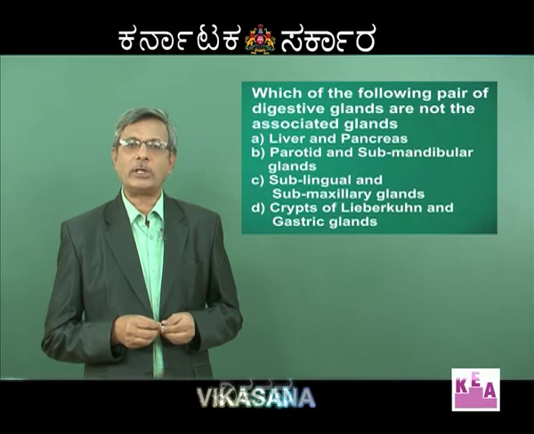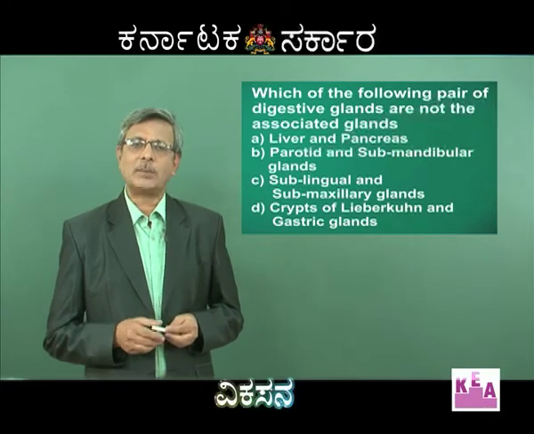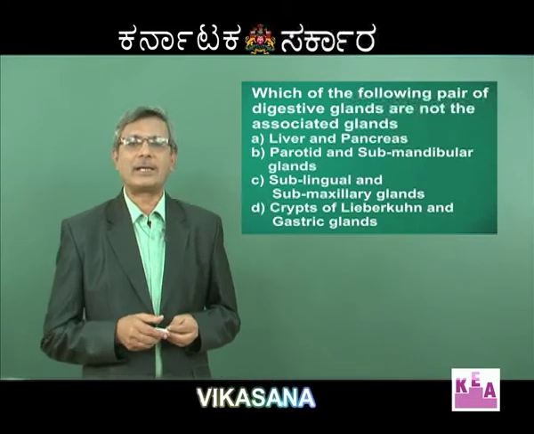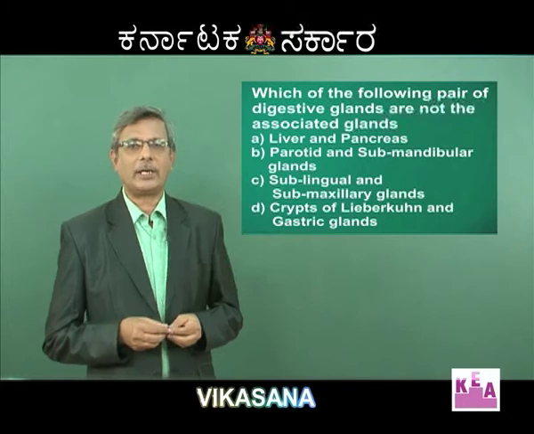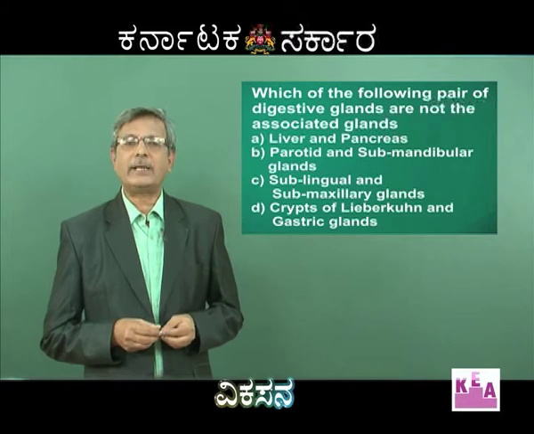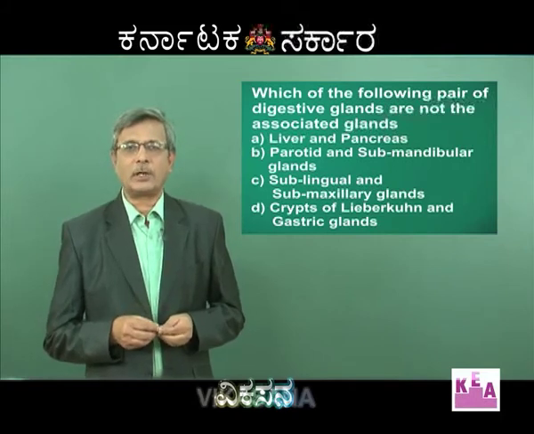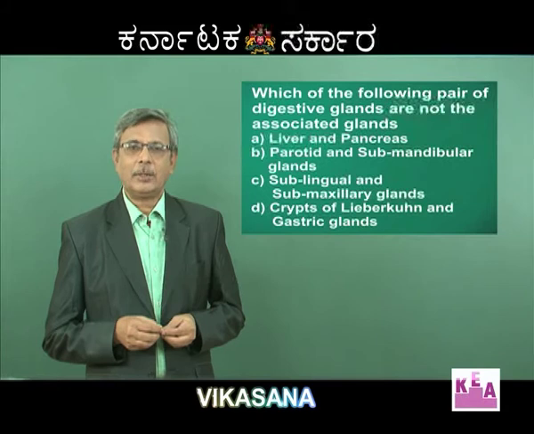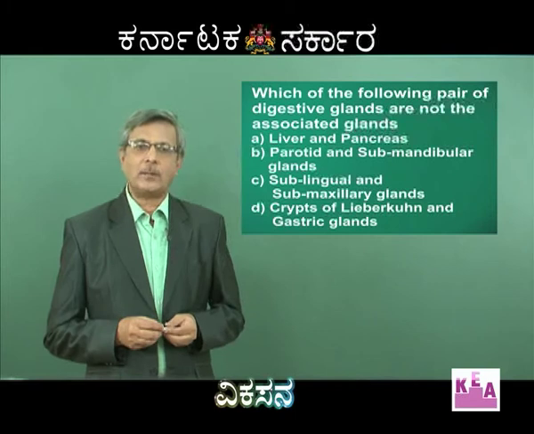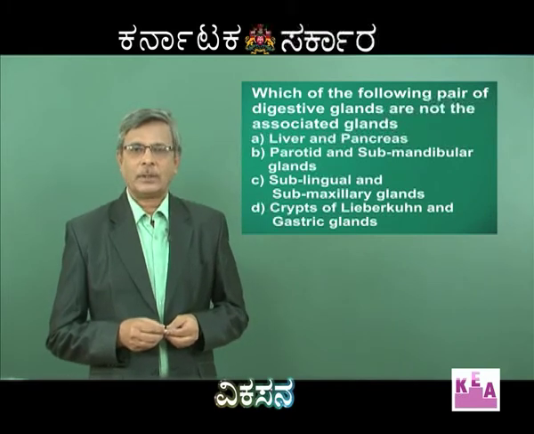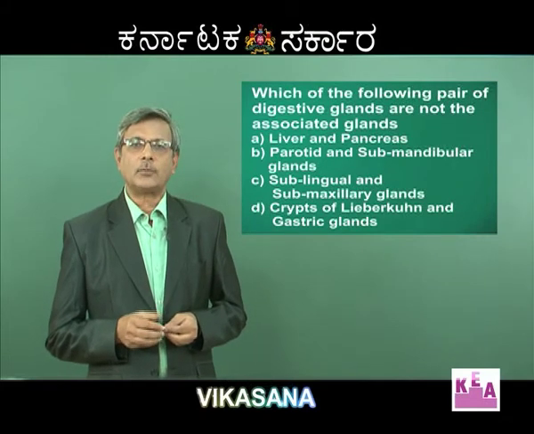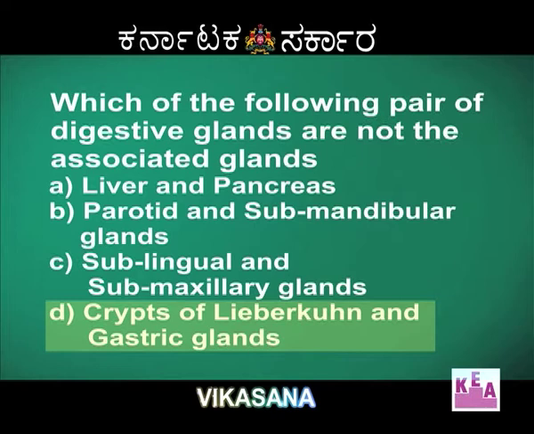Option 2, parotid and submandibular glands, are nothing but salivary glands, so not an answer. Sublingual and submaxillary glands are also salivary glands, so that is also not an answer. Crypts of Lieberkühn and gastric glands. Crypts of Lieberkühn are nothing but intestinal glands. Between the intestinal villi there are crypts where the cells are secretory, we call them crypts of Lieberkühn. Gastric glands are nothing but invagination of the mucosa of stomach. So option 4 is the answer.